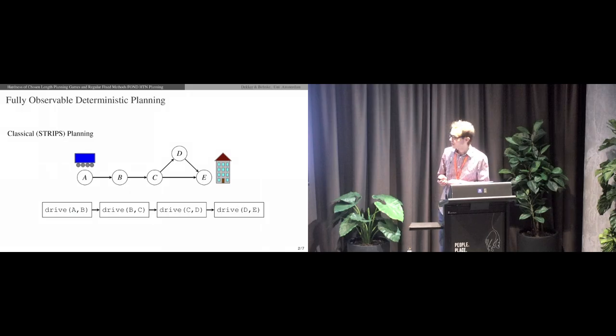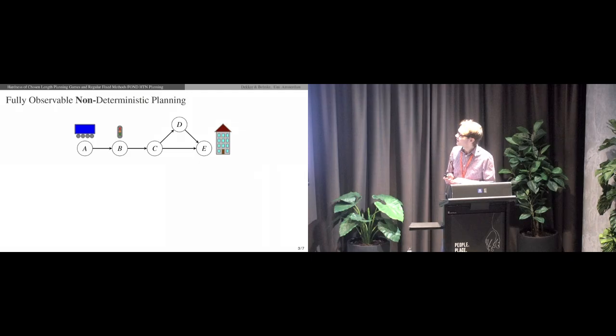Okay, what is fully observable non-deterministic planning? Let's modify the example. Now there's a traffic light at B that we can fully observe, but we don't really know the policy of the traffic light. So at the time we arrive at B, it might jump to any color. So we don't know in advance what the color of the traffic light is going to be.